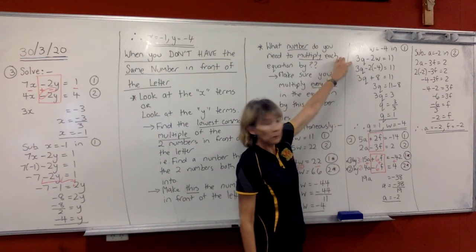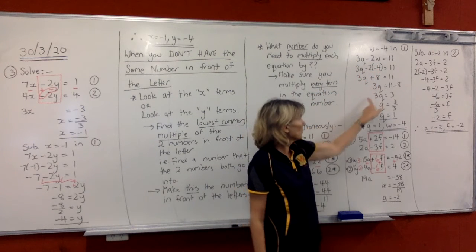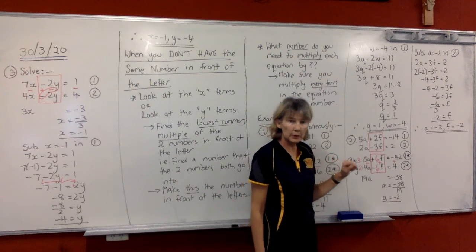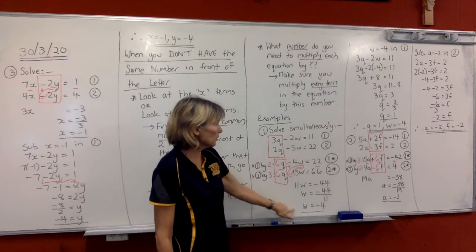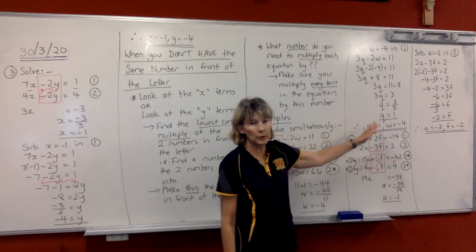There's equation 1 copied down. Put your w equals minus 4 in. Keep going through and solve your equation to get q equals 1. So we put the 2 answers together. We've got w equals minus 4, q equals 1. Doesn't really matter what order you write them in.